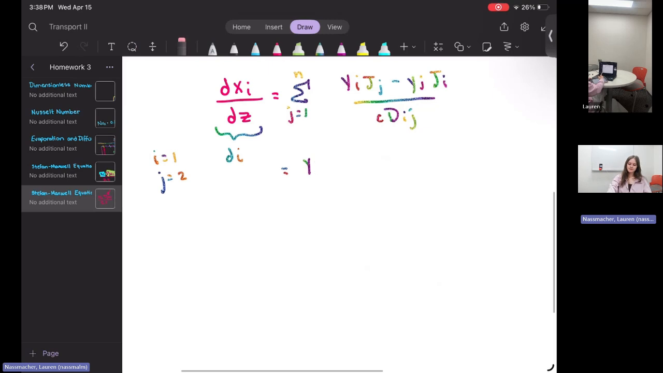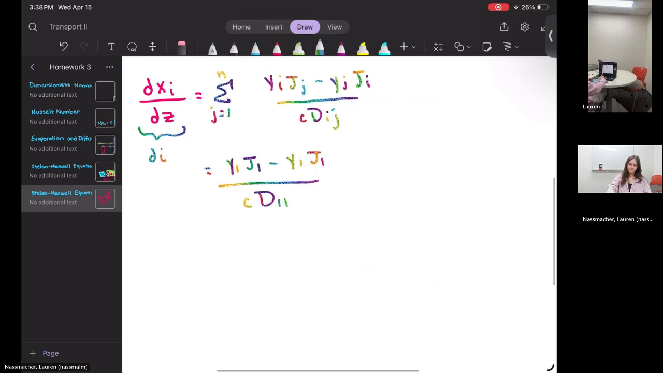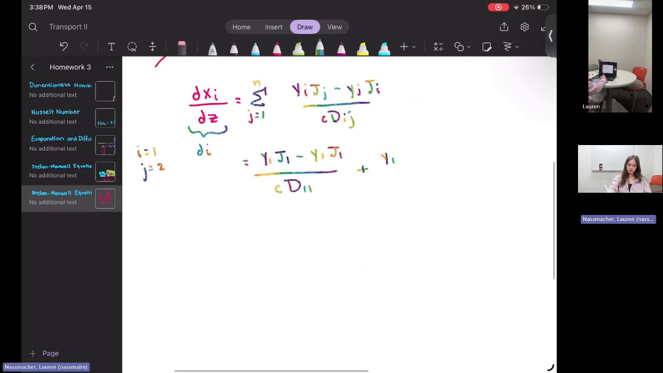So the mole fraction of 1 multiplied by the molar flux of 1 minus the mole fraction of 1 times the molar flux of 1, over concentration times the diffusion coefficient of 1, plus the mole fraction of 1 times the molar flux of 2, minus the mole fraction of 2 times the molar flux of 1, all over concentration times our diffusion coefficient of 1, 2. This side of the equation goes to 0. So these two cancel each other out.